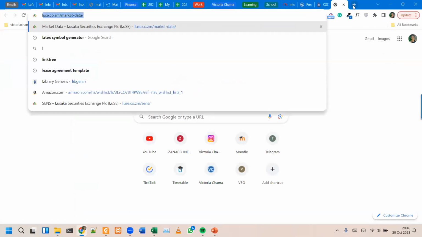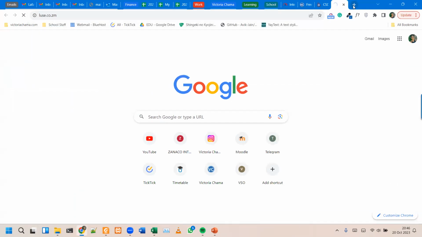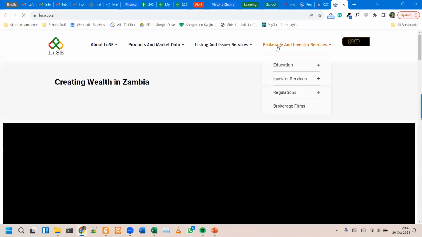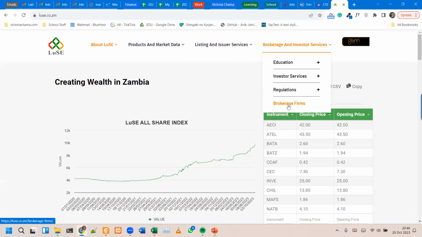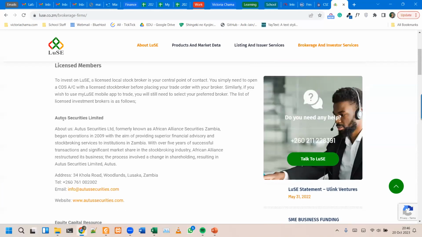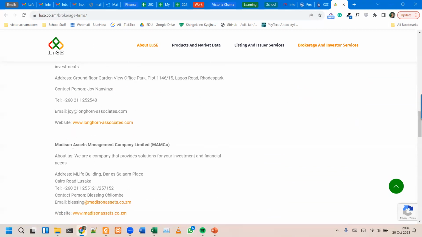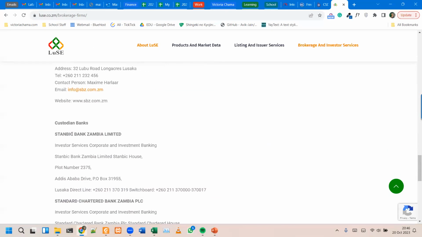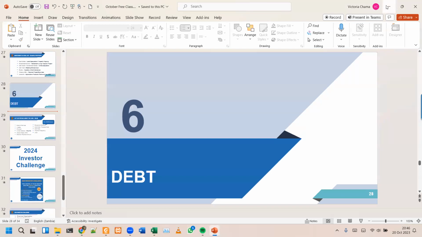So let's go to Lucy so that we know who these people are. Yeah, this is when the password is coming again. So you see, brokerage and investor services, brokerage firms. When you click here, you'll be able to see those that are licensed to buy shares on your behalf. Etus, Equity Capital, Finance Securities, Hobbiton, Longhorn, Madson, Pengay, Stockbrokers. Yeah, that's it. So ABC can't buy a single share, but they will buy a unit for you.